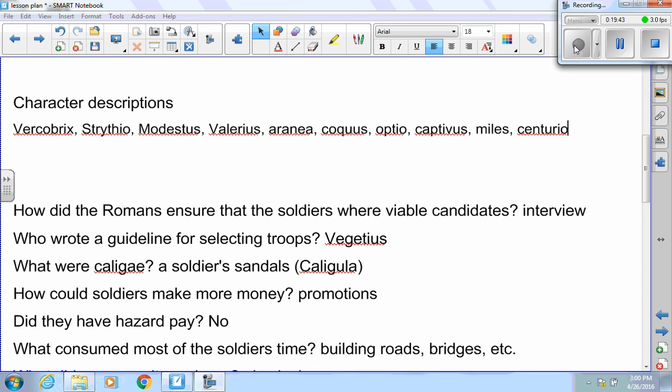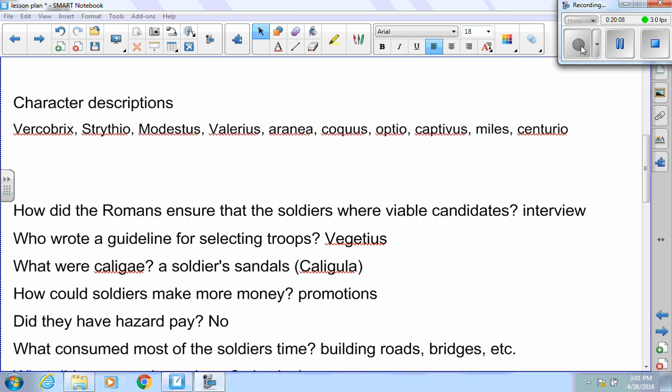Modestus, of course, when he shows up back, he's upset. He thinks Strythio is dead, and he's lost his best friend. He loved him like a brother. Valerius is a centurion of the legion that they're in, the second legion. The Aranea is a spider that ran across Modestus's face.